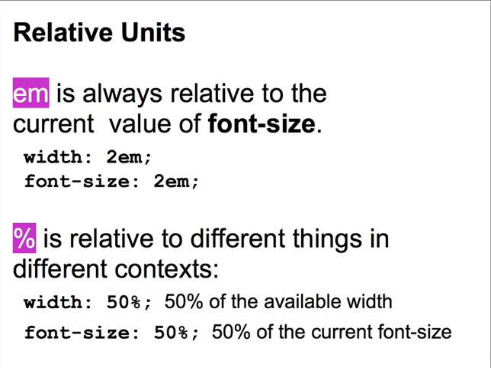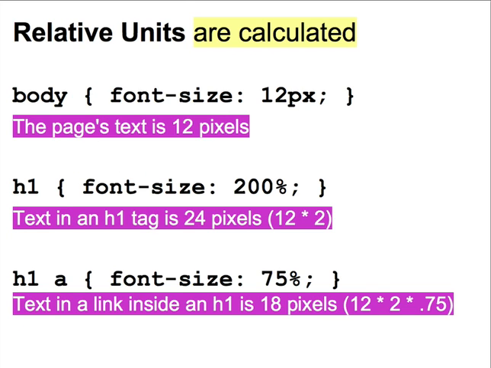For instance, you can say width 50%, and that says 50% of the available width. But, as before, you can also say font size 50%. In other words, 50% of the current font size. This is exactly the same thing as saying 0.5em. So, relative units are calculated.